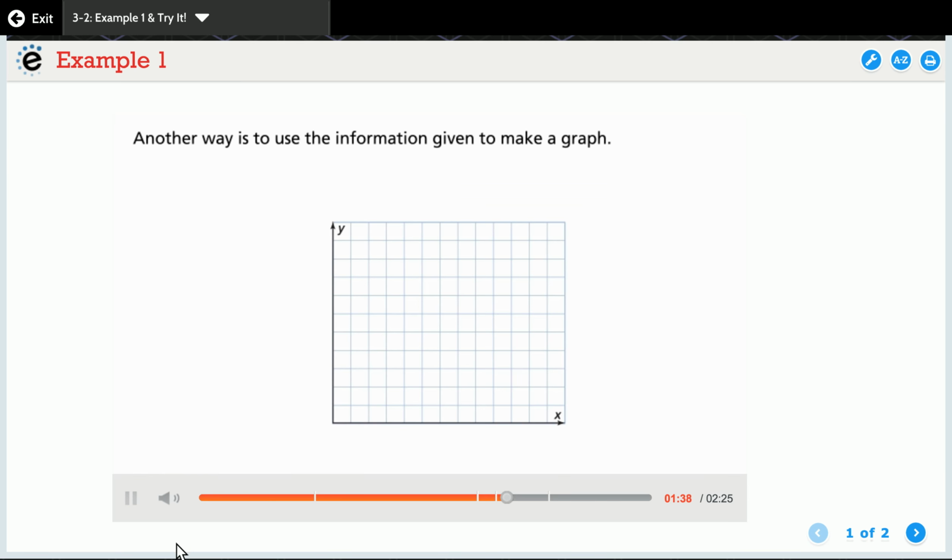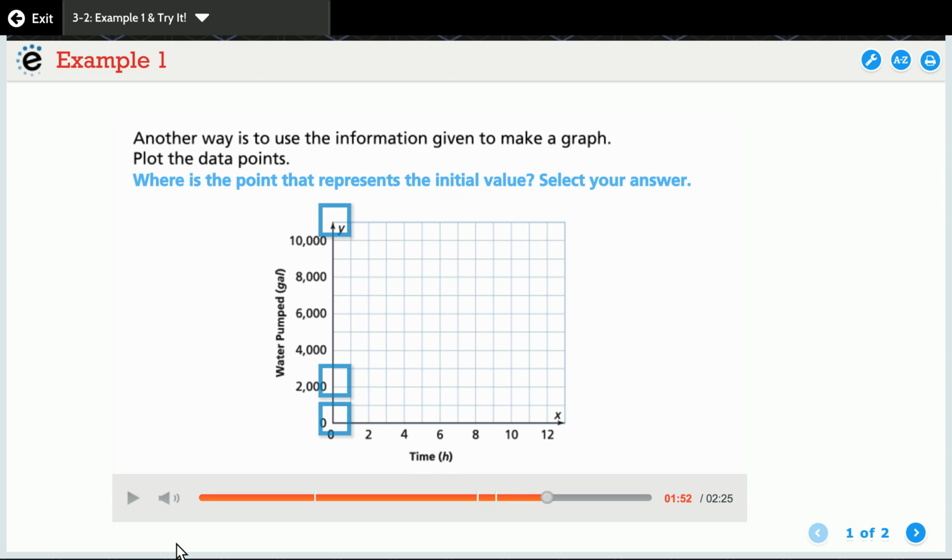Another way to solve the problem is to use the information given to make a graph. In this graph, the y-axis shows the water pumped in gallons, and the x-axis shows time in hours. Let's plot some data points. Select your answer.